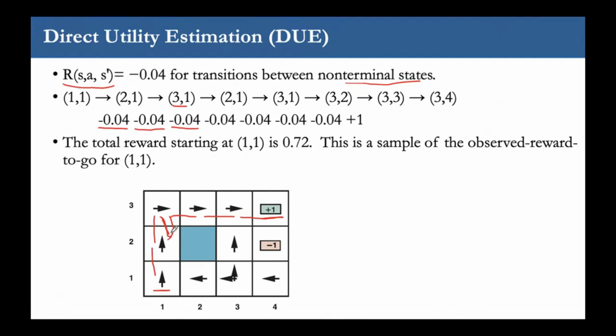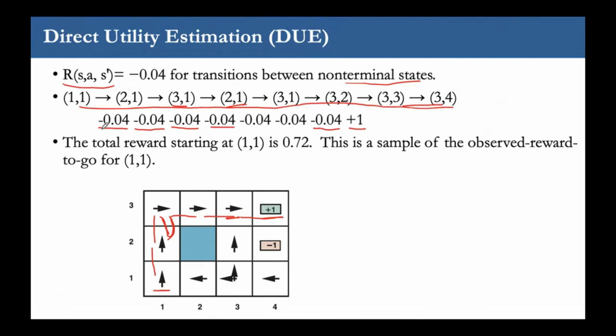Now from 2, 1 to 3, 1. So here also it will get a minus 0.04. So likewise, till it reaches 3, 3, this cell, it receives minus 0.04 as reward. And now the agent moves from 3, 3 to 3, 4. So now it receives a reward plus 1. And this is the path which the agent travels through.